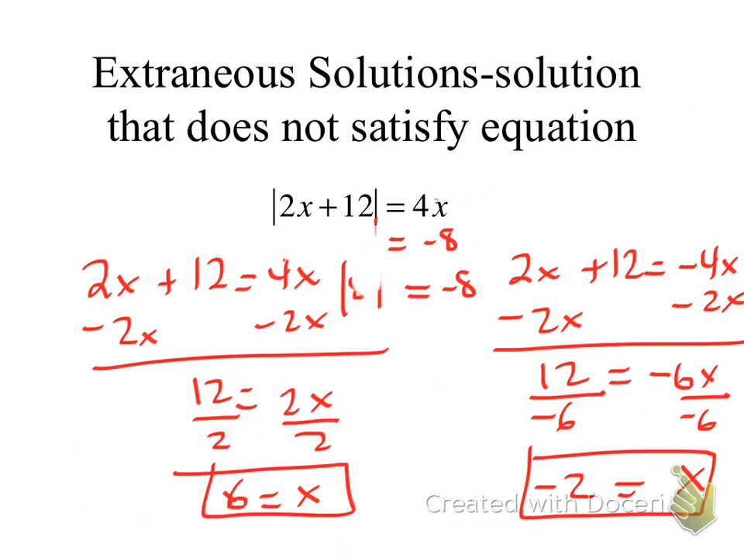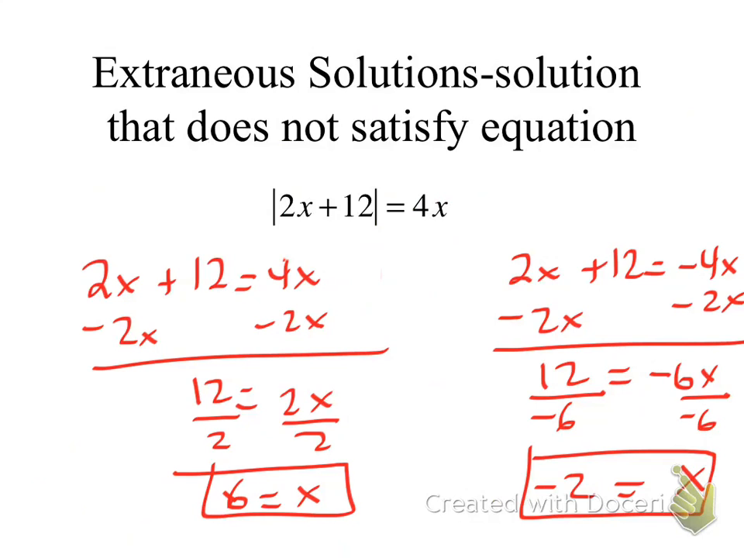Because if this whole thing is equal to -8, can absolute value equal a negative distance? No, they can't. So right there, just plugging in that -2 for the x on the right side of the equation, it would have made it all negative. And then this is what we call an extraneous solution. It works for the equation, but it doesn't work for the idea of absolute value, because absolute value can't be negative. Augie, are you clear?